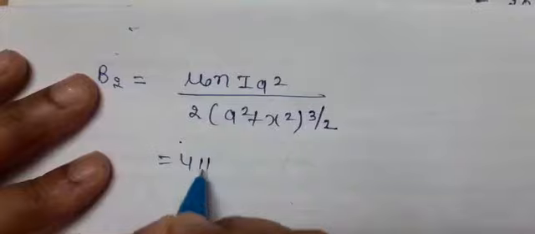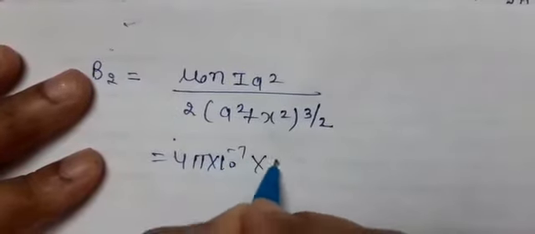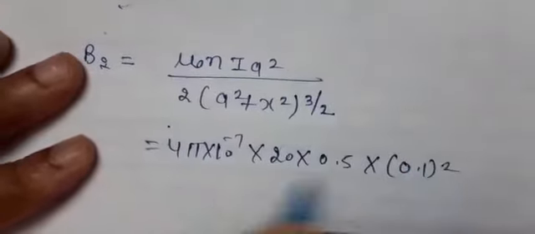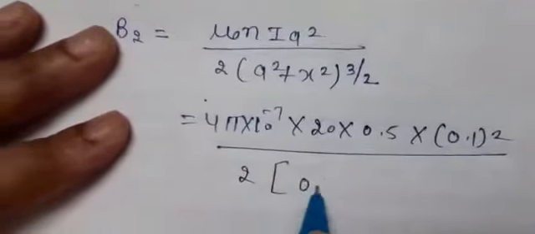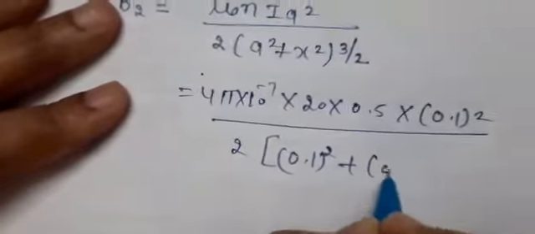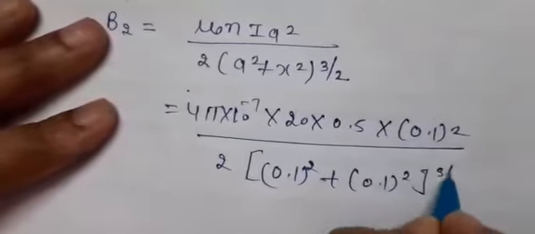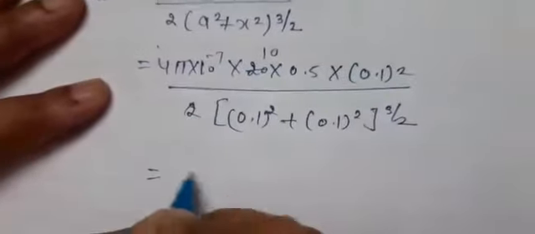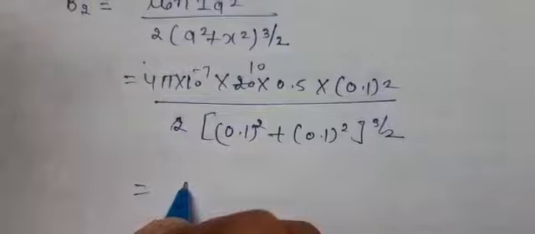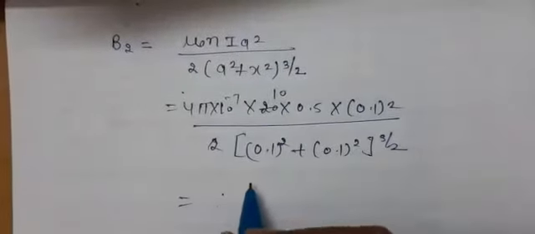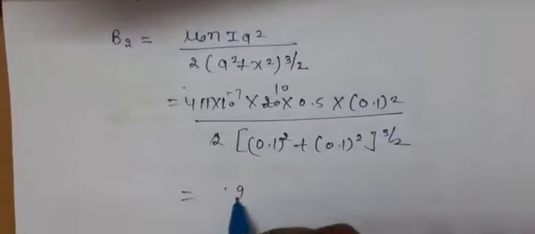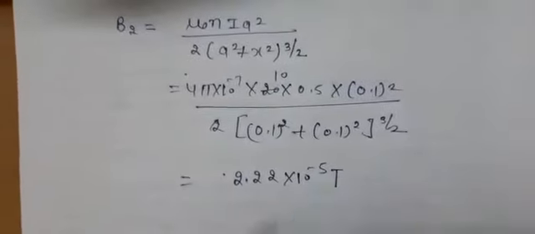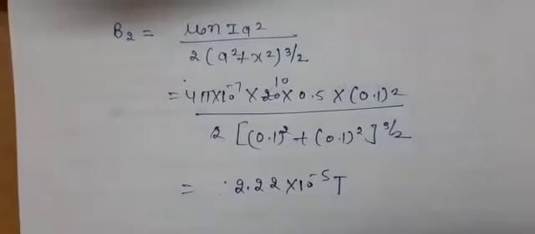So it will be 4 pi 10 raised to the power minus 7, number of turns 20, current is 0.5, distance is 0.1 square. So substitute all the values. This is 0.1 square plus 0.1 square raised to the power 3 by 2. So when you solve, the result will approximately come out to be 2.2 10 raised to the power minus 5 Tesla. You can leave it in pi or you can simplify it.